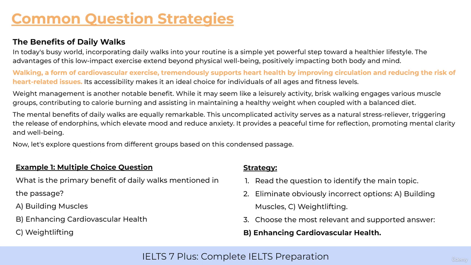And really, we can link that more closely to being the primary benefit. It's not exactly the same, but because it says tremendously supports heart health, we can pretty much infer that it's the primary benefit mentioned in the text. So I'll eliminate A, building muscles. I'll eliminate C, weightlifting. That means that I'm left with the most relevant answer, enhancing cardiovascular health, which again, cardiovascular is mentioned in the highlighted orange passage.